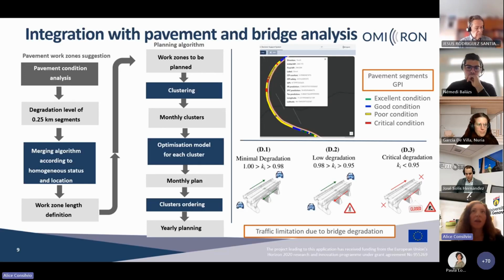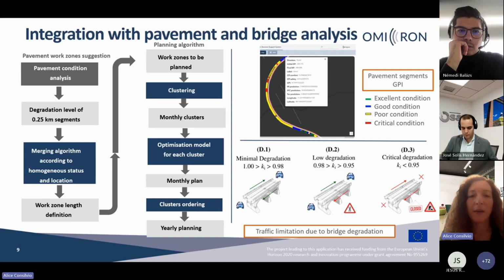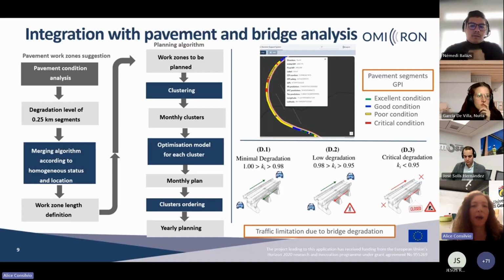Regarding the integration with the pavement and bridge analysis that was described by Paola, one important step is this integration. We need to consider the output of the pavement condition analysis. In particular, we consider a global performance indicator that can define the status of the road segment as excellent, good, or critical condition. And we also have to consider the different granularity that we get from the analysis of the pavement condition, which is a very detailed granularity, whereas the granularity and the dimension that we need is to define the work zones.